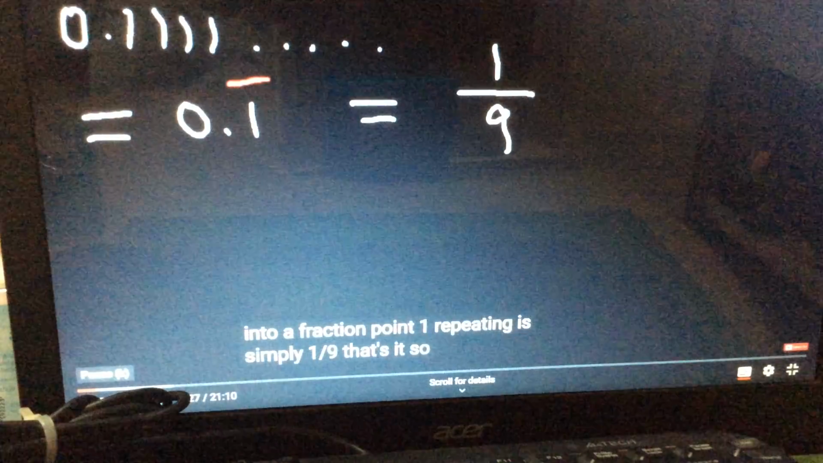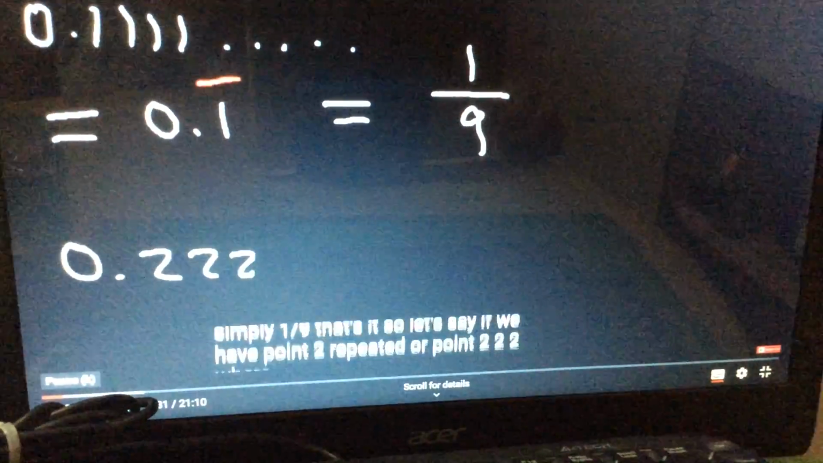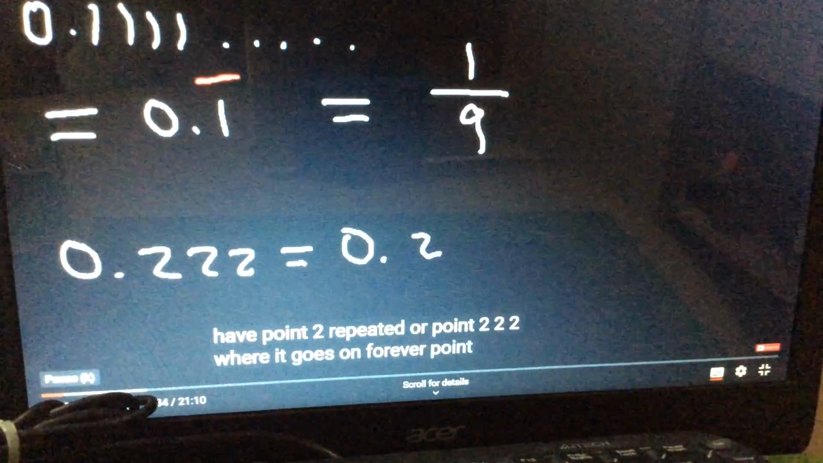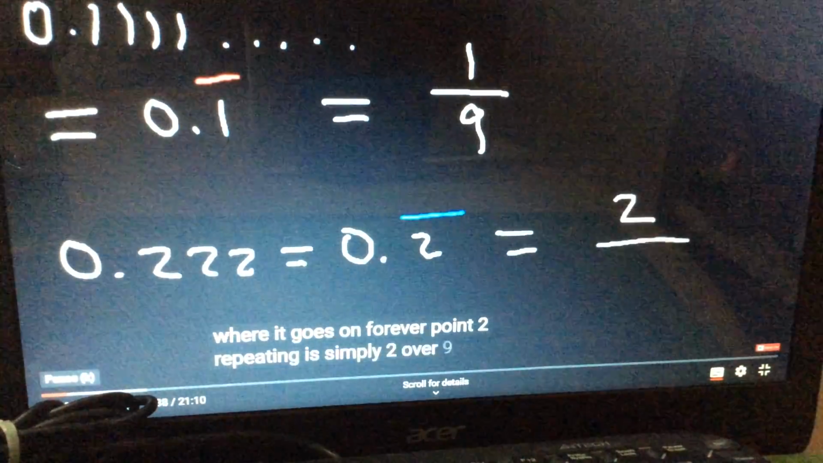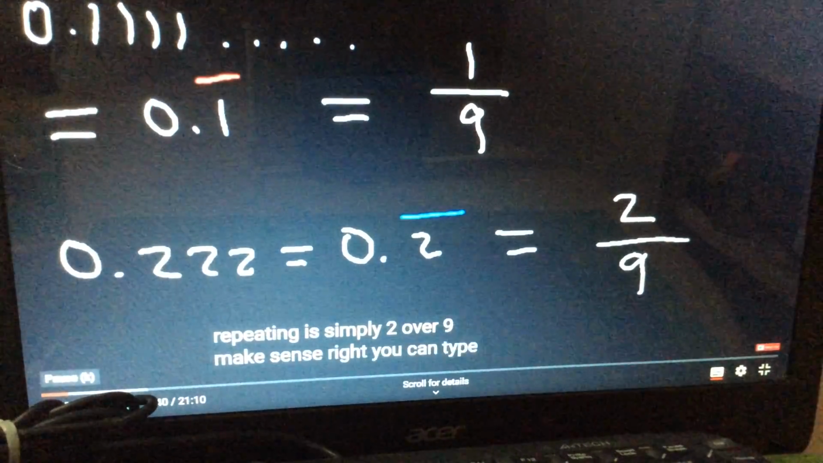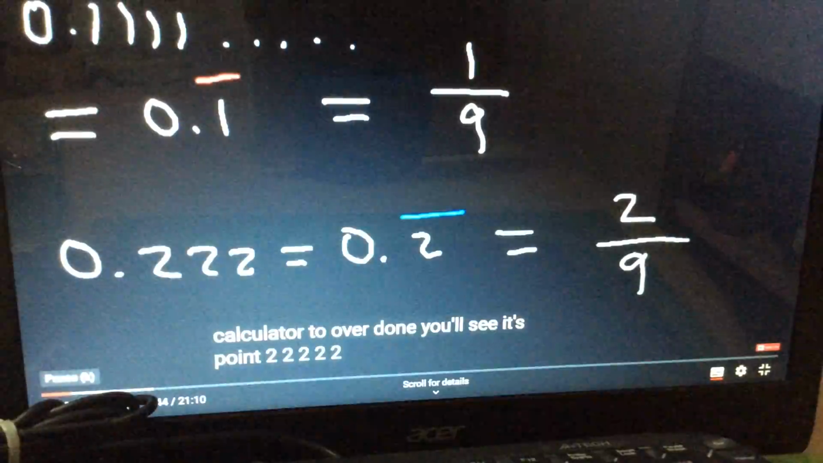That's it. So let's say if we have 0.2 repeating, or 0.222, where it goes on forever. 0.2 repeating is simply 2 over 9. Makes sense, right? You can type in your calculator 2 over 9, you'll see it's 0.22222. Now, what about this one? What is 0.3 repeating?